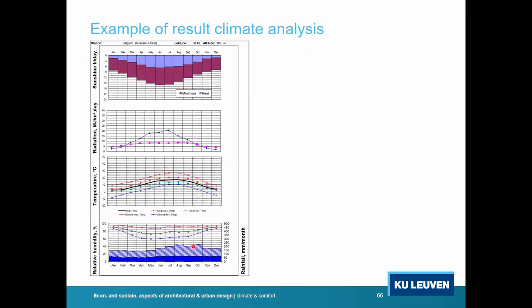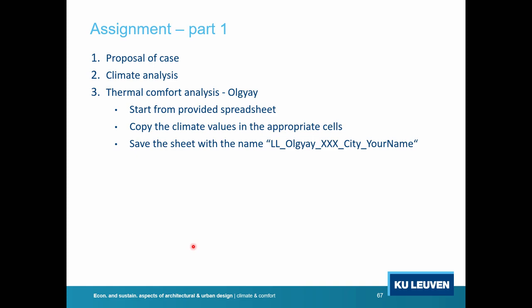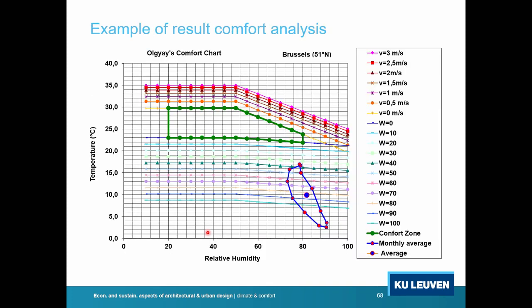And this will be the outcome that you will have for the presentation and for the paper. And then second, you download the Excel file for the thermal comfort analysis, which is also on Toledo in this module of today. And you copy-paste the values for temperature and humidity in that file. You save it again under the same name, but instead of climate, now it's Olgyay, just so that I immediately see what it is. And then this is the kind of outcome you will get.